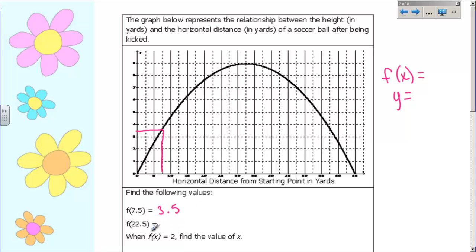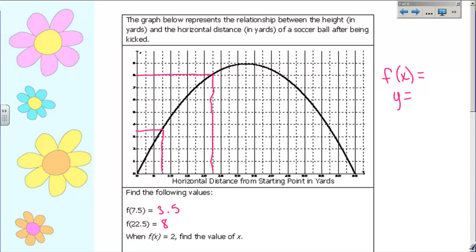Then they ask again for f of 22.5, which is going to be halfway between 20 and 25, and I do the same thing. If I draw a line up here to meet my graph, it meets my graph right here, and if I go over to where that meets the y-axis, I get that it equals 8.